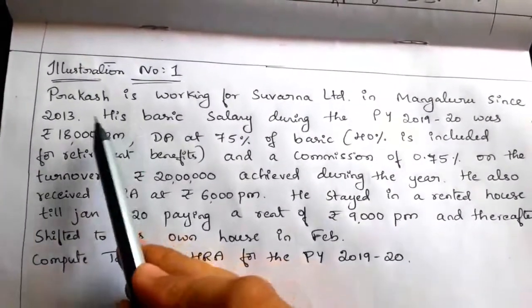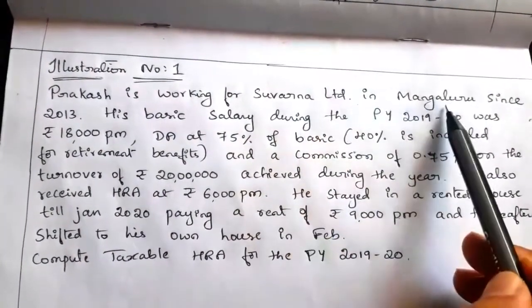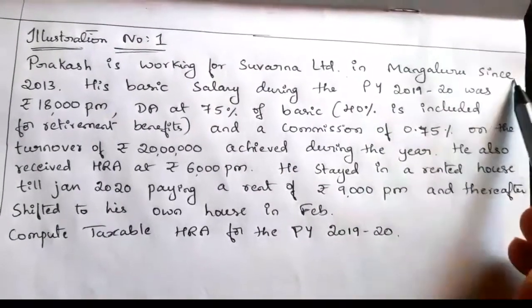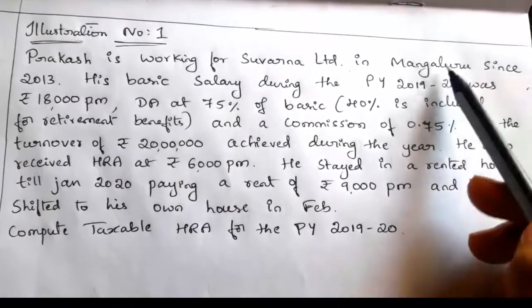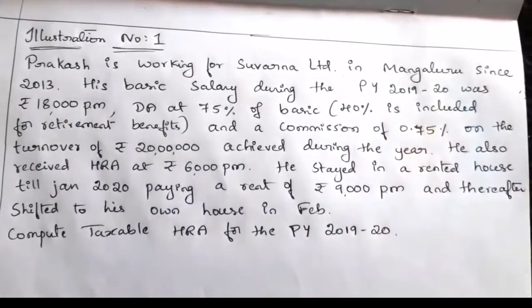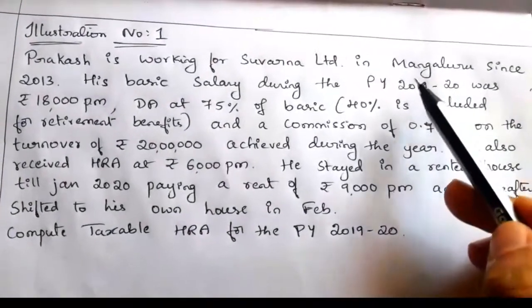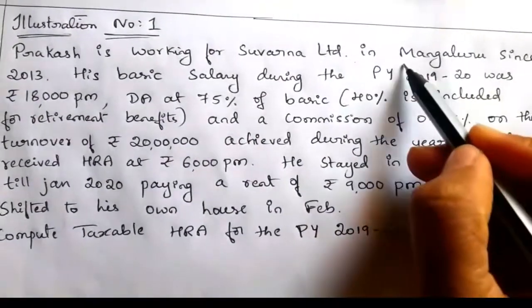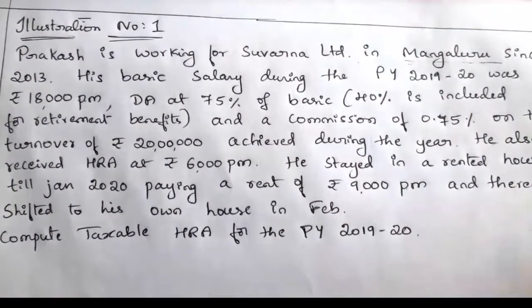Now see here, Prakash is working in Suvarna Limited, in Mangalore, and he is working since 2013. So the city is Mangalore, and we have to take 40% of salary here, because it is not a metro city.